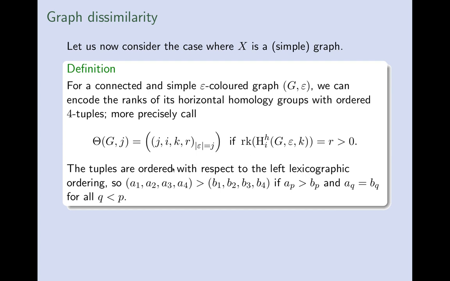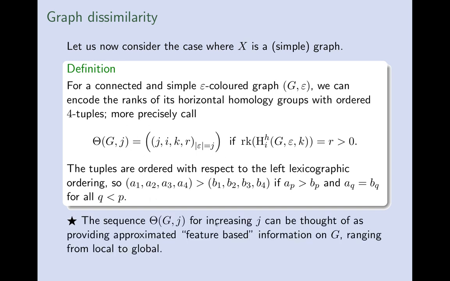Okay, so these 4-tuples, we'll see an example of what I mean in just a second. I haven't been super clear here. These tuples are ordered simply by lexicographic ordering, so the ones with lower j come before, and so on. And this sequence can be thought of as giving some approximation, what are called feature-based information on G, ranging from a local kind to a more global kind.